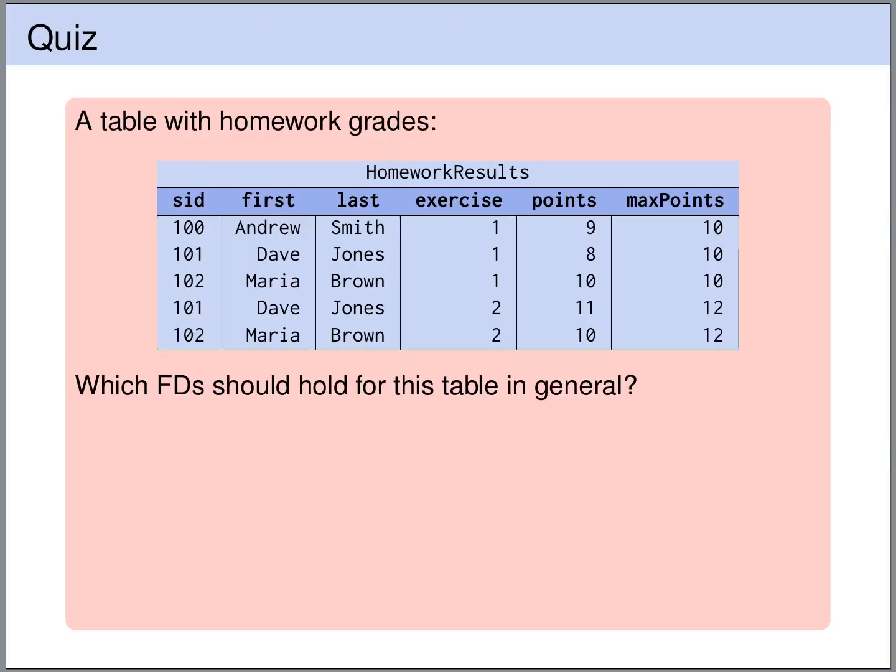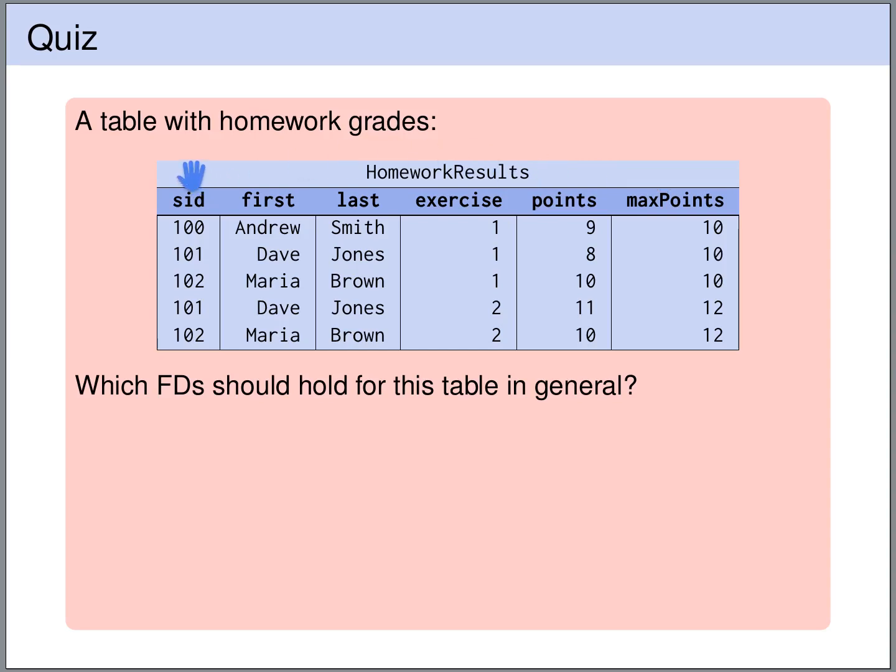Let's have a look at this table and discuss what functional dependencies hold in general. We have a table with homework results. We have columns student ID, the first name, the last name of the student, the exercise number, the points that the student has obtained for this exercise, and the maximum number of points obtainable for this exercise. So which functional dependencies hold in general?